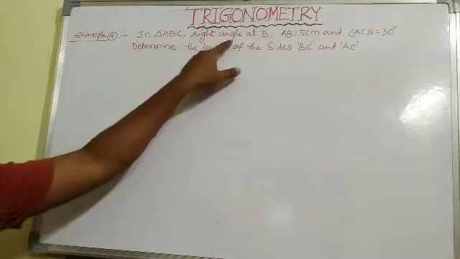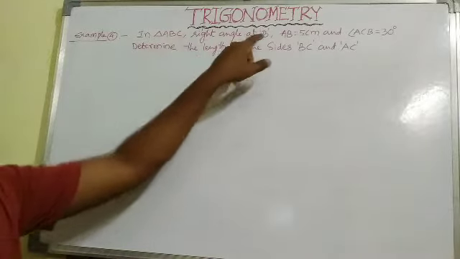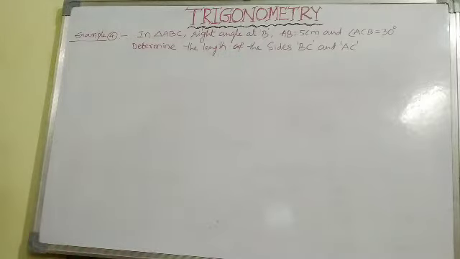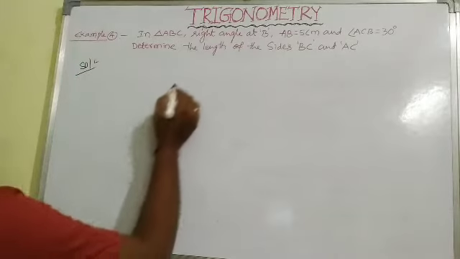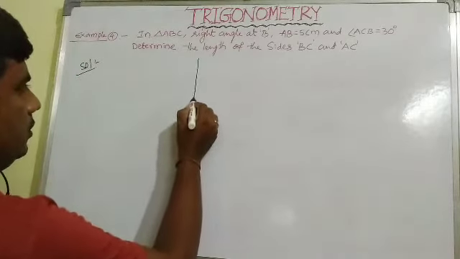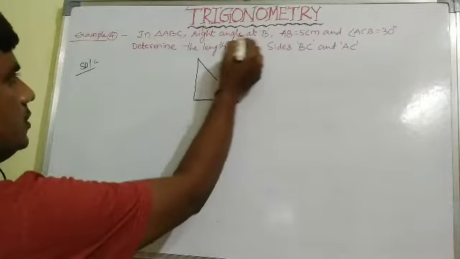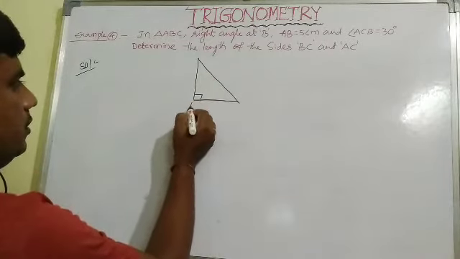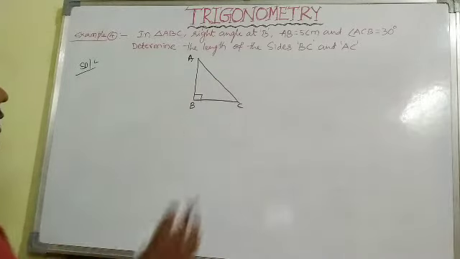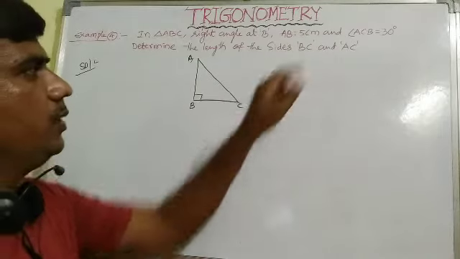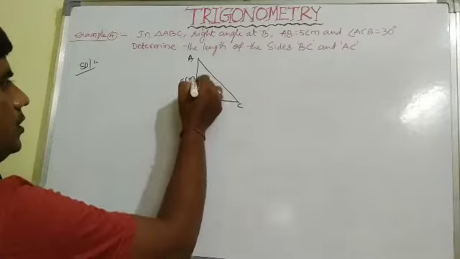So here one right angle triangle is there. That right angle triangle is named ABC and the right angle is at B. Here is the solution. This is a right angle triangle, with the right angle at B, and this is ABC. AB length is given as 5 centimeters.